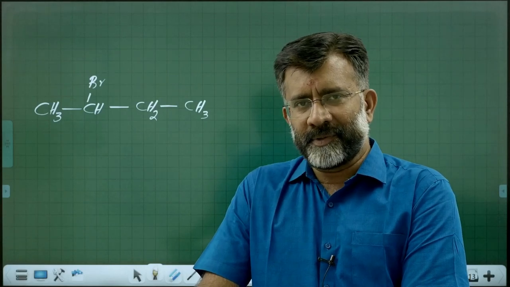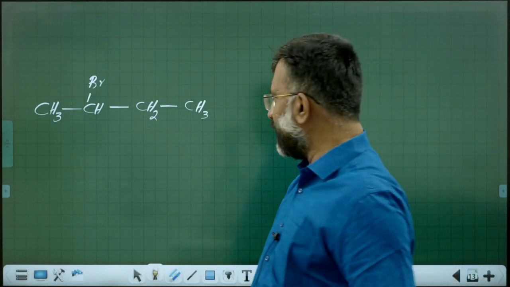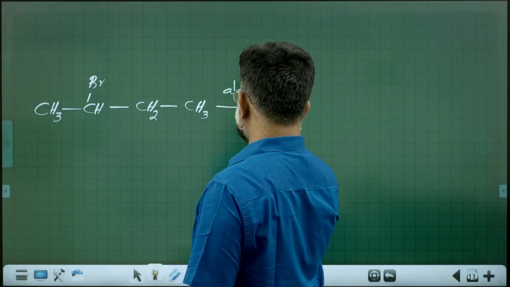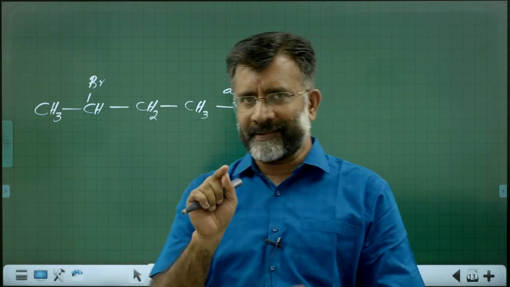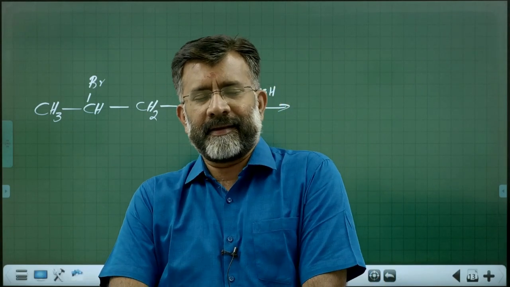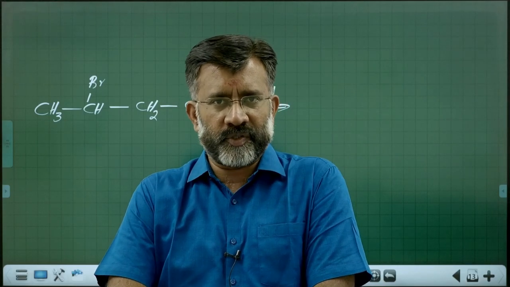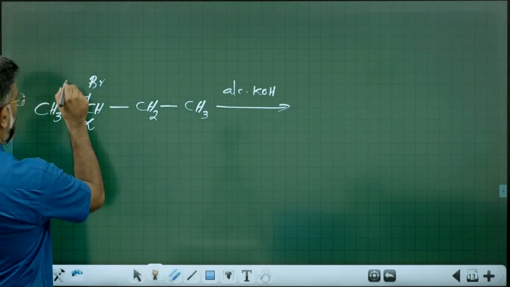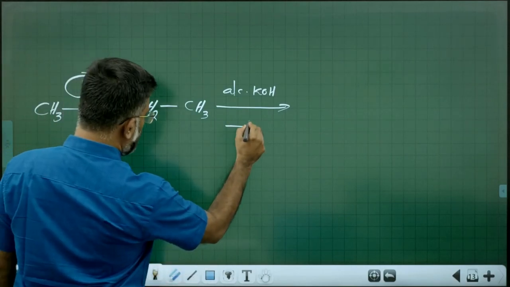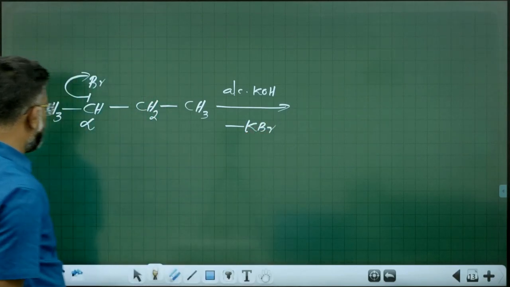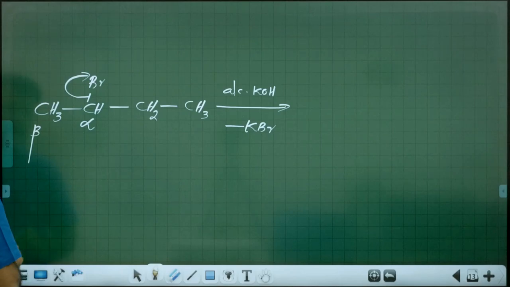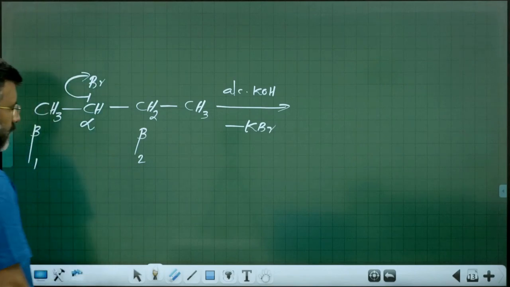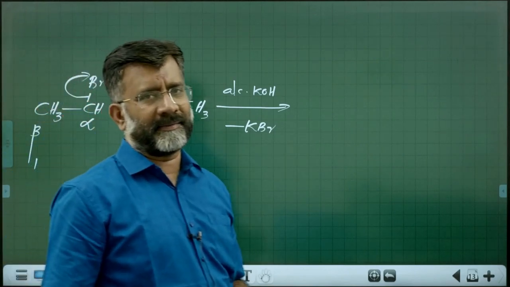2-bromobutane, secondary butyl bromide, taken for example, when treated with an alcoholic solution of KOH. Please understand, if you take aqueous KOH, there will be substitution reaction. Alcoholic KOH will provide elimination reaction. And here the point is, we have alpha carbon from which halogen is out as KBr with the potassium. And here we have beta carbon here as well as beta carbon here. This is beta 1 and this is beta 2. There are 2 beta carbon atoms.